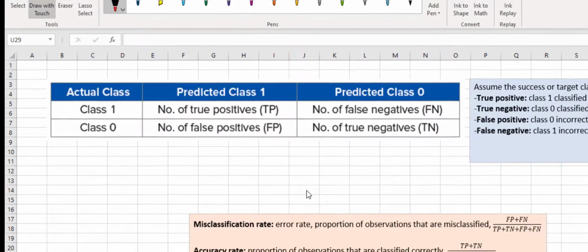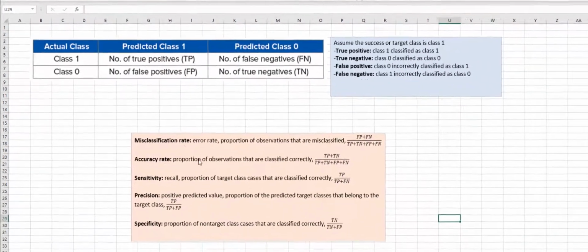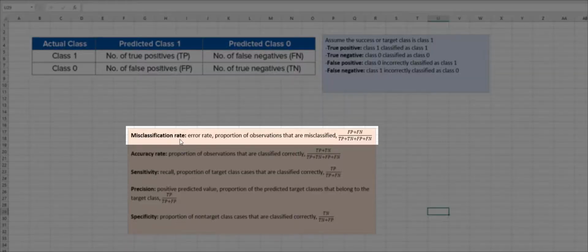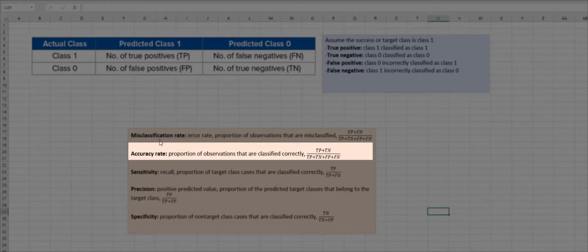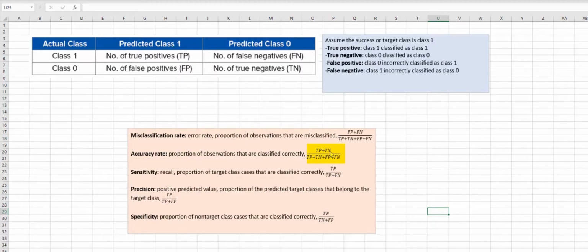We have 5 performance measures for classification models. The first one is the misclassification rate. You may also call this rate the error rate, the proportion of observations that are misclassified. So if you remember, we have false positives and false negatives. It is the ratio of false positives plus false negatives to the total cases we have. Accuracy rate is the opposite of the misclassification rate. It is the proportion of observations that are classified correctly: true positives plus true negatives divided by total cases.